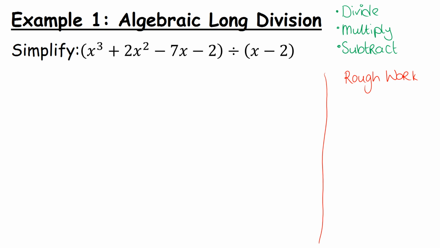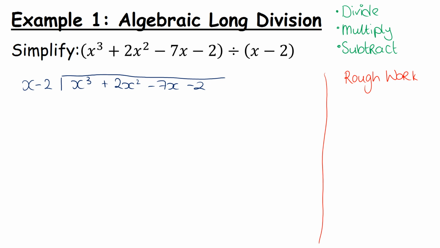So let's set up our long division here. We have x minus 2, and we're going to divide that into x cubed plus 2x squared minus 7x minus 2. Now, I would always use a rough work column here to help the long division, specifically for the divide part. If you are fully comfortable with the division and you can do it in your head, that's absolutely fine. But if you are struggling to see it, it can be a good idea to start with the rough work column, and maybe then as you get more confident you'll stop using it.